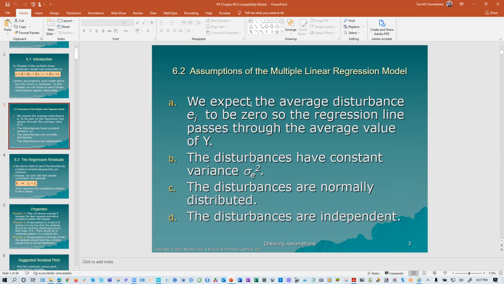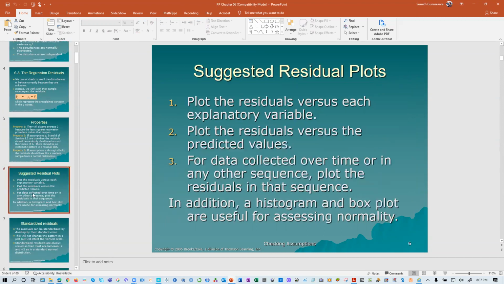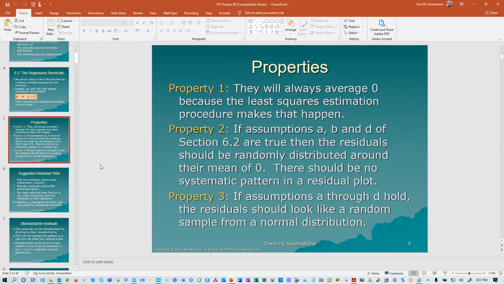Expect the average disturbance e_i to be 0. So the regression line passes through the average; 0 means the linearity. That means your regression line becomes linear because of this reason. And that's why they say there should be no systematic pattern. If assumptions A through D hold, the residual should look like a random sample from a normal distribution.